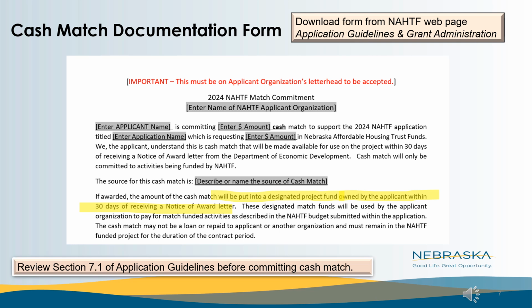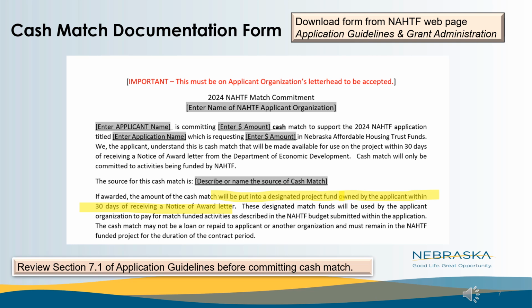There is a place in the application, in the cash match form, where applicants can state the source of their cash match. For example, a cash match might come from the applicant's operating funds, or a specially designated housing fund, or maybe a non-DED housing grant which was won by the applicant for use in housing. It's important to read this form carefully.